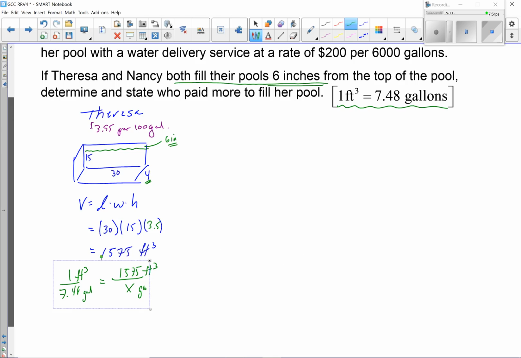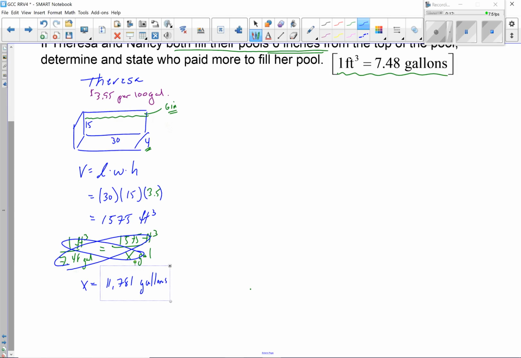If I figure out what that would be, I can make a proportion, which allows me to cross multiply and solve. When I cross multiply, I just get 1 times x, so x equals 7.48 times the 1,575 cubic feet, and that gives me 11,781 gallons. Okay, so that's how many gallons she's used.